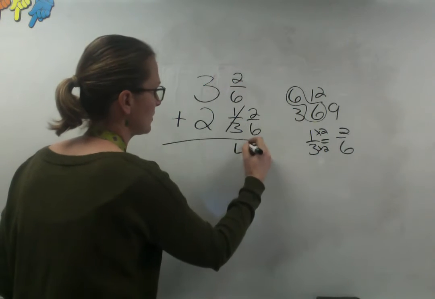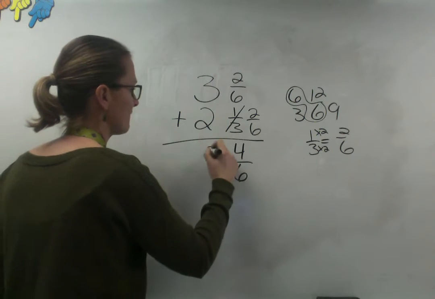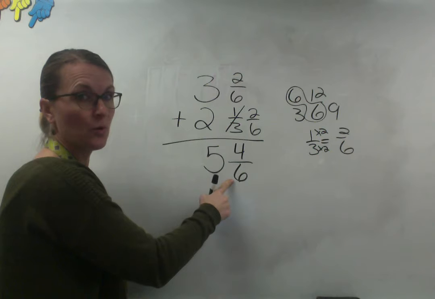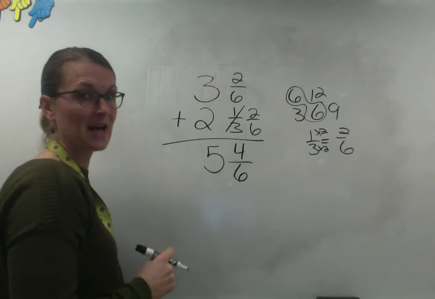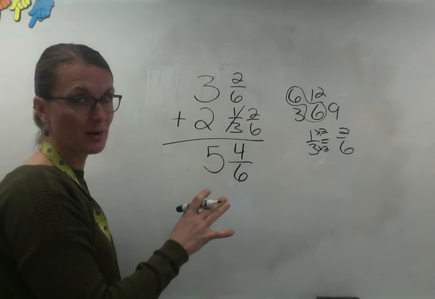2 and 2 is 4, 4 sixths, okay? 3 and 2 is 5. Now I'm going to check here. This fraction, if it's 1 or bigger, I'm going to have to add it to that side, but I don't see anything. It's less than 1. That's cool. It's a regular fraction. It's not an improper fraction.